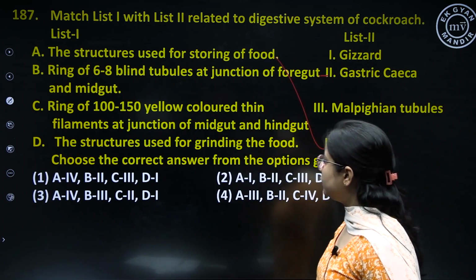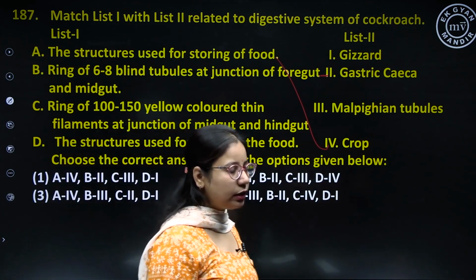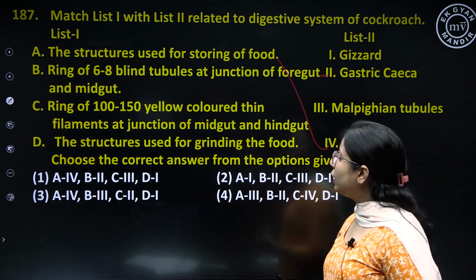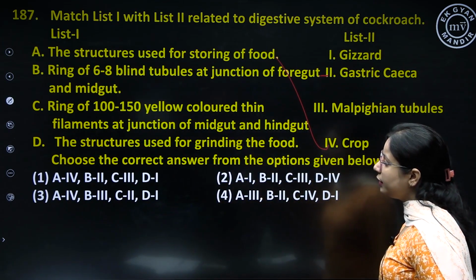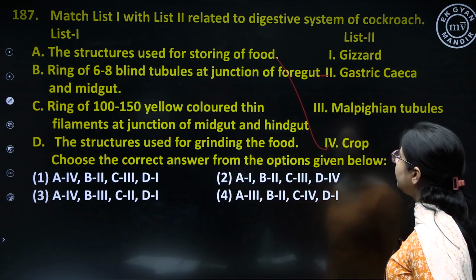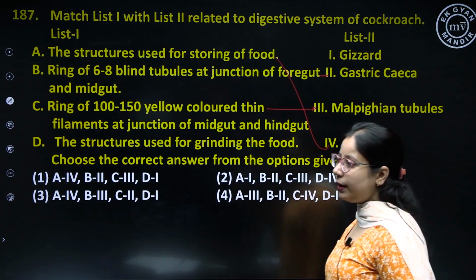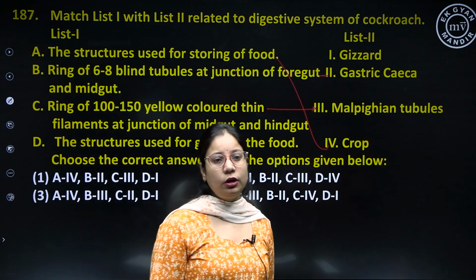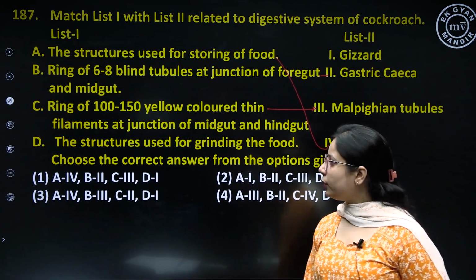They are present at the junction of foregut and midgut. These gastric caecae produce certain types of digestive juices which are responsible for the digestion of food. Then ring of 100 to 150 yellow colored thin filaments at the junction of midgut and hindgut. These are Malpighian tubules. Malpighian tubules are present at the junction of midgut and hindgut, and they are responsible to excrete out the nitrogenous waste from a cockroach's body.